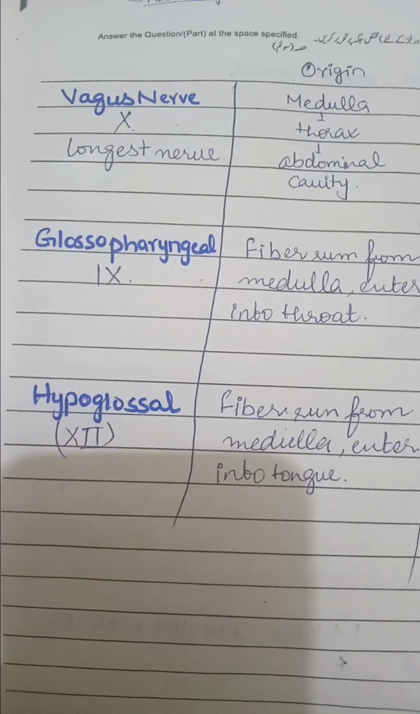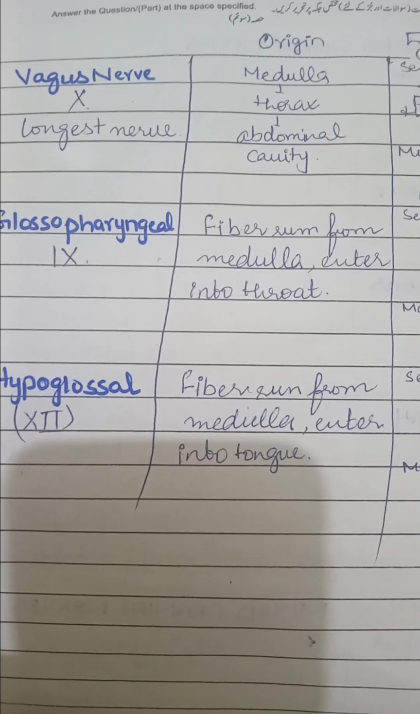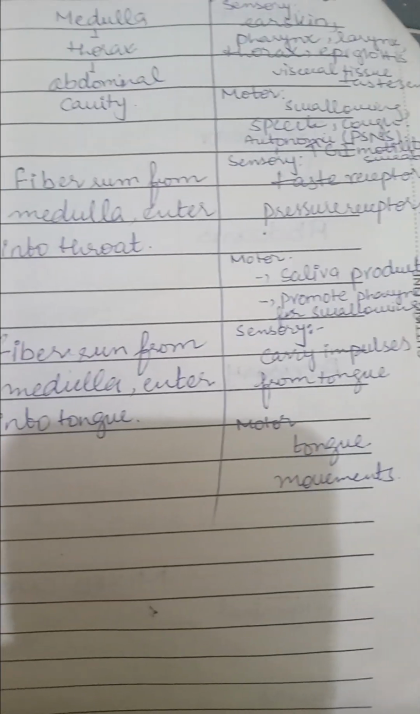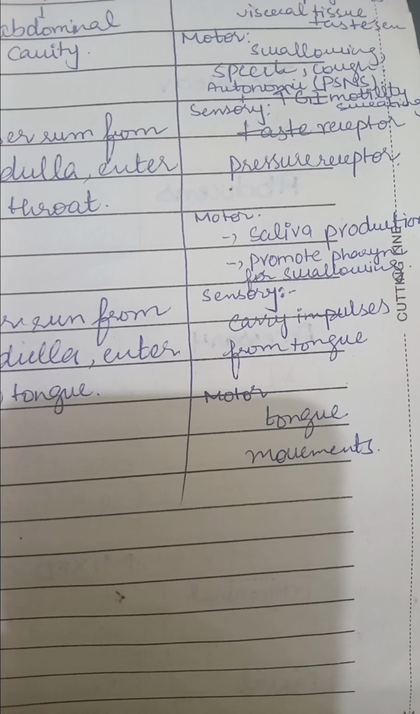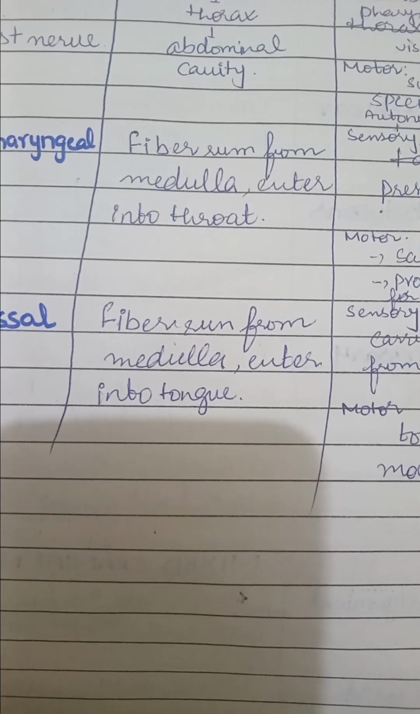Now next one is hypoglossal. Hypoglossal is cranial nerve 12, which runs from the medulla and enters into the tongue. Now sensory will carry impulses from the tongue and motor will be controlling the tongue movements.